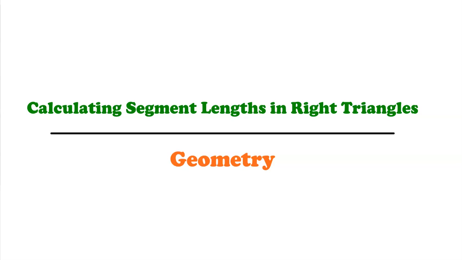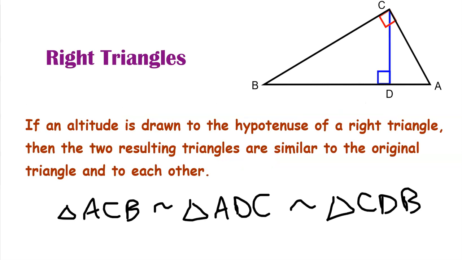We've already seen that dropping an altitude from the right angle in a triangle down to the hypotenuse produces two smaller triangles that are not only similar to each other, they're also similar to the triangle that we started with. In particular, we saw that in the form of the theorem that if an altitude is drawn to the hypotenuse, then the two resulting triangles are similar to the original and each other. The diagram that we used in that video gave us that triangle ACB, our original triangle, was similar to triangle ADC as well as to triangle CDB.